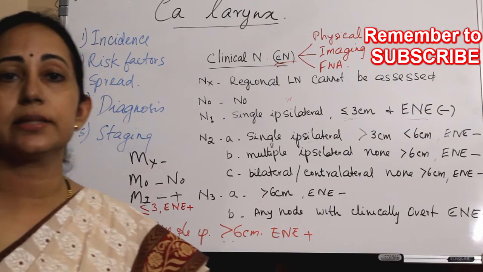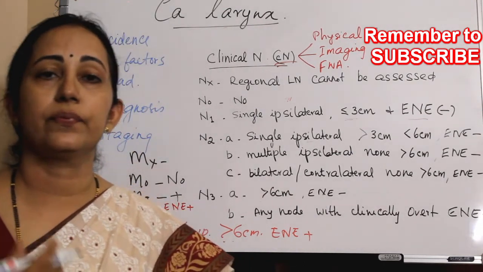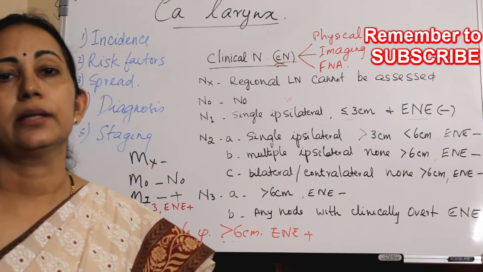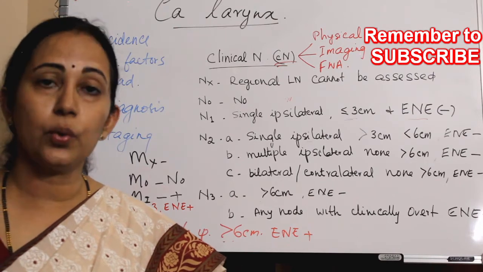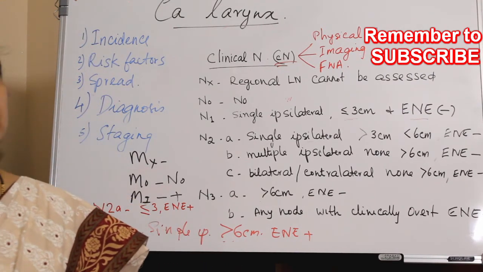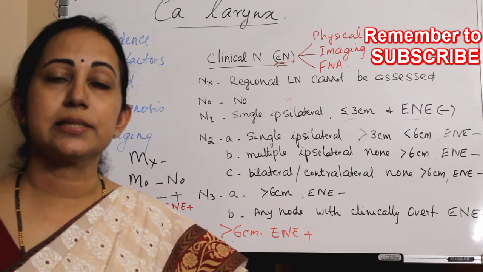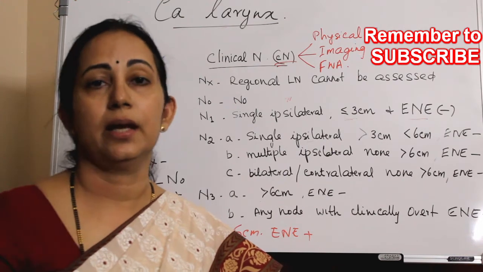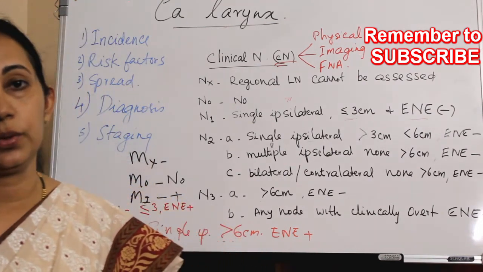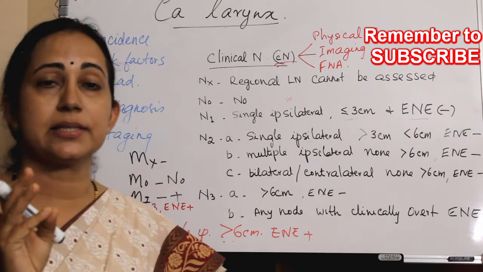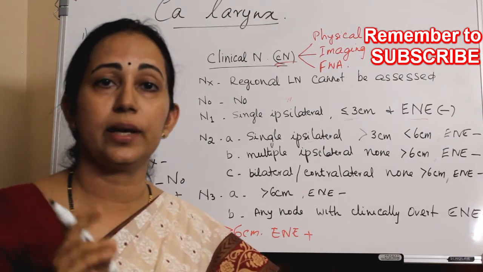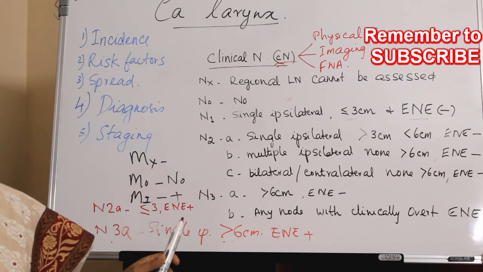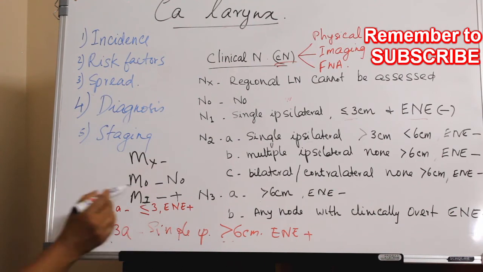And in case of CA larynx, the most common site of distant metastasis is the lungs, and less commonly there can be bone and liver metastasis. And if the mediastinal lymph node is involved, it becomes a distant metastasis. Okay, so the commonest site is lungs. There is also a chance of bone and liver, and if there is involvement of mediastinal nodes, it becomes a distant metastasis. Okay, so MX, M0 and M1.